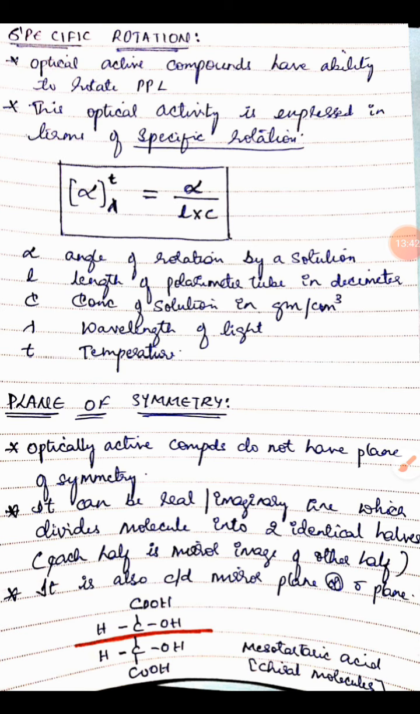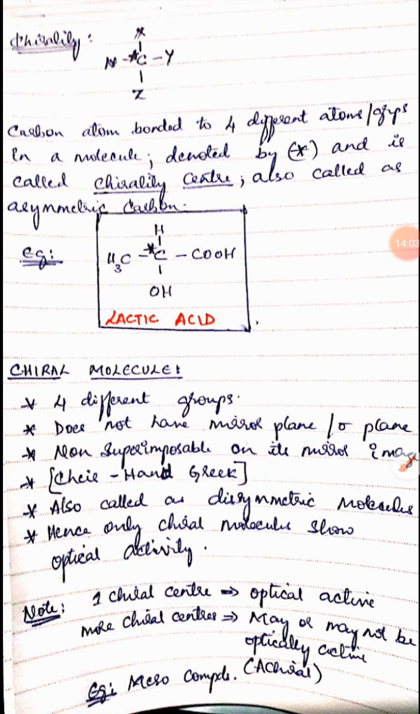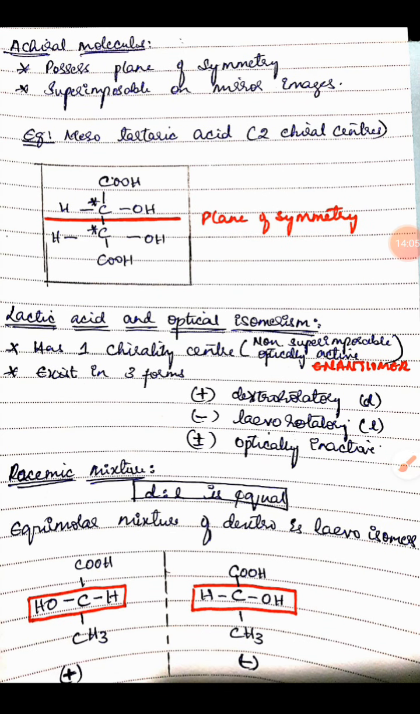The first condition is rotating the plane polarized light, second being chiral, and third having a minimum of one chiral center, and not having a plane of symmetry. Though meso compounds have chiral centers, two chiral centers, still they show a plane of symmetry, hence Meso Tartaric acid doesn't fall into the optically active compounds.